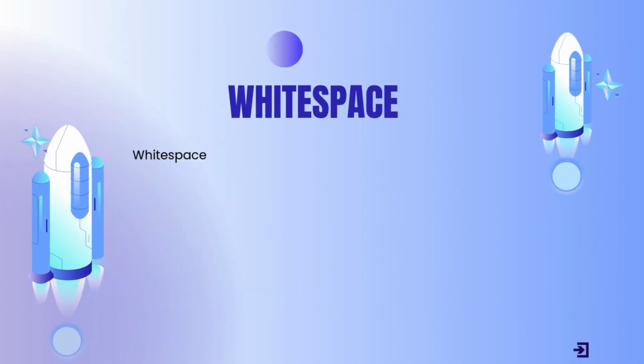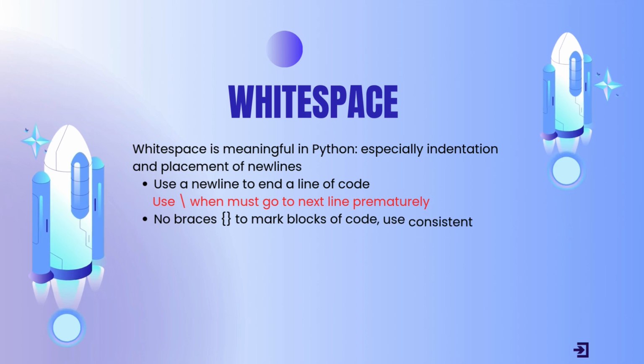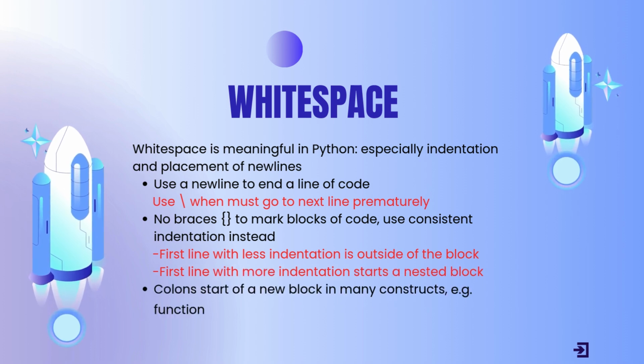In Python, whitespace is crucial, especially for indentation and new lines. Code blocks are defined by indentation, not braces, and consistent indentation is necessary. Use new lines to end lines and use a backslash when continuing a line. The first line with less indentation ends a block, while more indentation starts a nested block. Colons mark the beginning of new blocks, like in function definitions or clauses. This enforces readable, structured code.